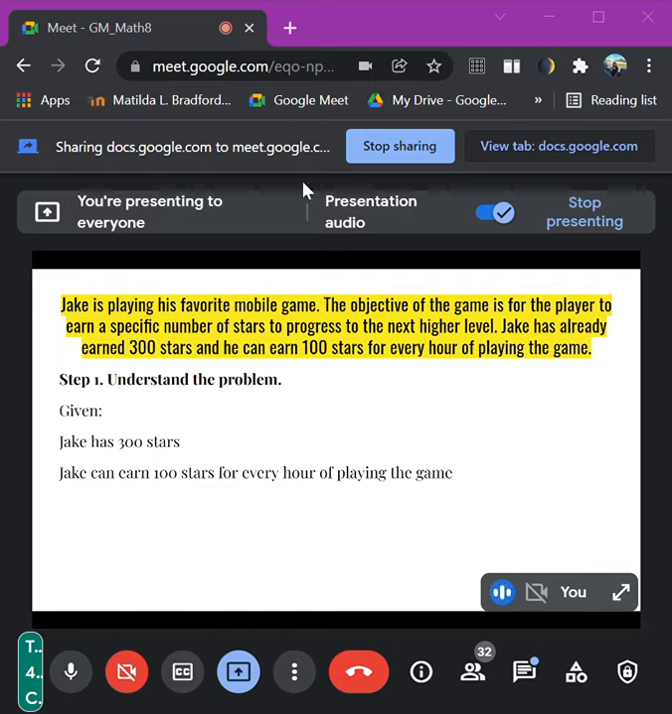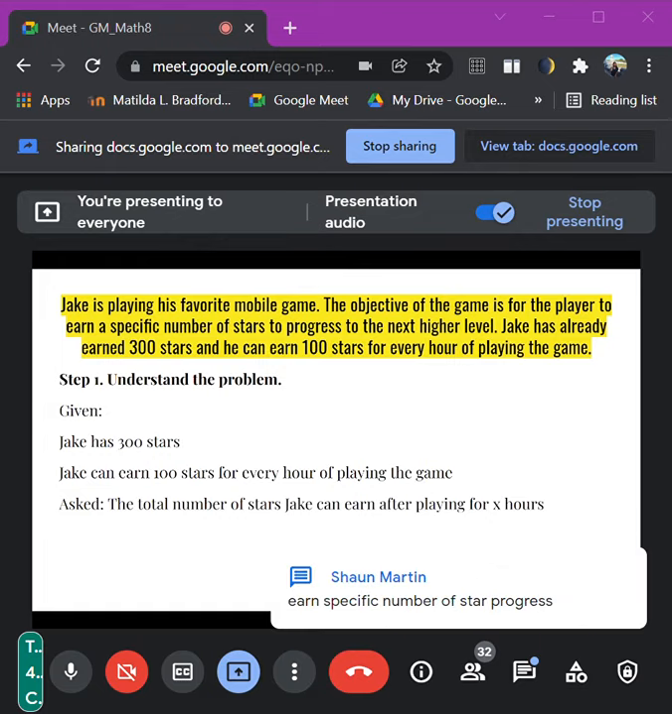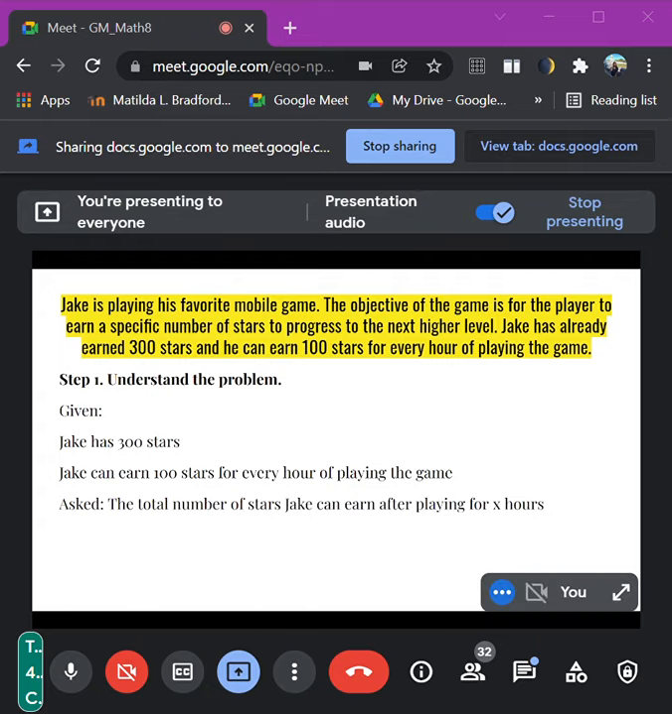Or I think wala may question ang problem. So here ako na lang ang maghatag sa question. So it depends ha kung naay questions ang inyohang, or hatagan ta mo og question. So here we have for the ask, that is the total number of stars Jake can earn after playing X hours. So, meaning to say, pila iyang ma-earn after playing how many hours. Okay, so that is asked in the problem.